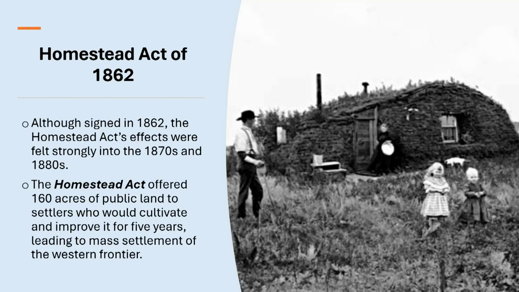The Homestead Act of 1862 also encouraged Manifest Destiny. Although signed in 1862, the Homestead Act's effects were felt strongly into the 1870s and 1880s. The Homestead Act offered 160 acres of public land to settlers who would cultivate and improve it for 5 years, leading to mass settlement of the western frontier.